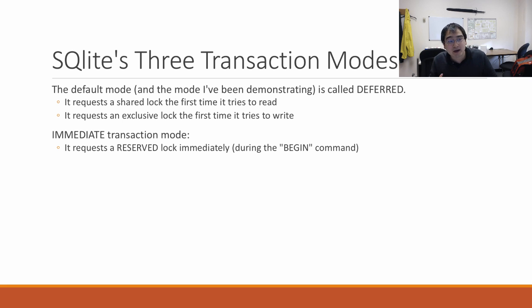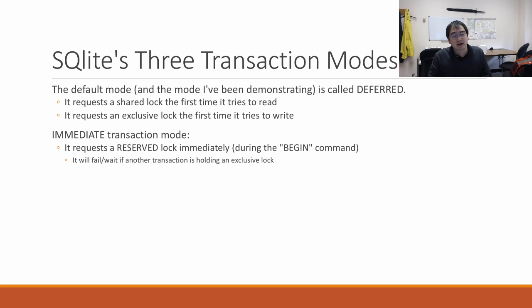However, there are 2 other modes. Another mode is called immediate. What the immediate mode does is it says, hey, right when I start, right during the begin command, can I have a reserved lock, please? And with this reserved lock it's basically telling the database system, hey, I intend to do a write, and from the point when my transaction begins, I don't want to let anybody else get shared locks. Please tell everybody else no new shared locks so that eventually I'll be able to actually make my write. I'll be able to upgrade my reserved lock to an exclusive lock. That's sometimes called promotion.